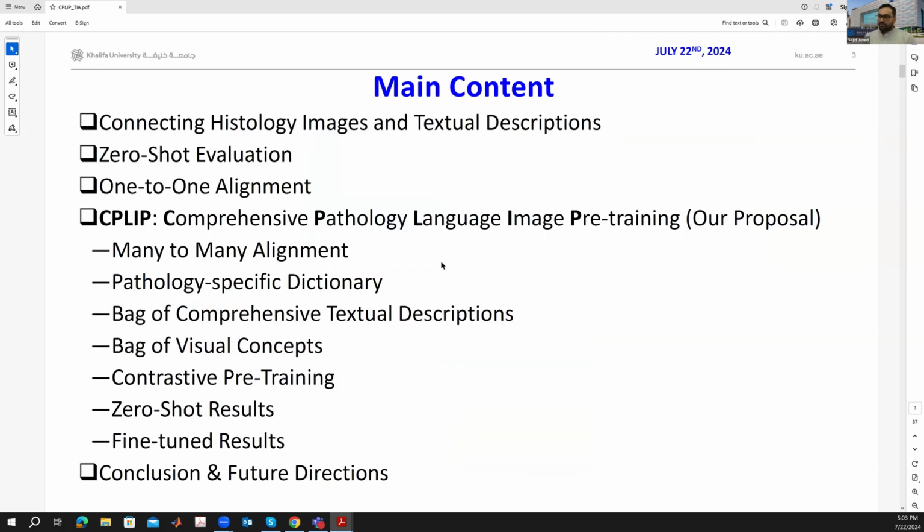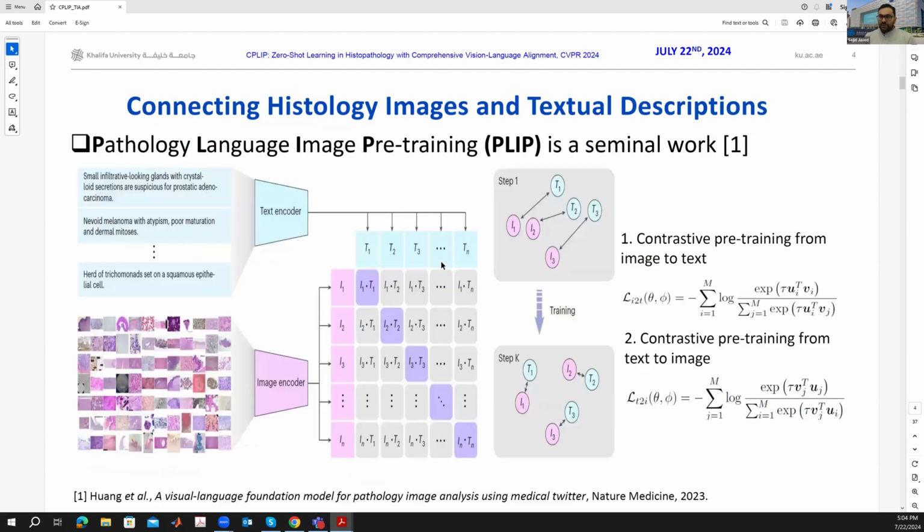I would like to give a gentle introduction to the PLIP model, which is one of the seminal works in computational pathology, published in Nature Medicine. Then I would like to draw the motivation towards the Comprehensive Pathology Language Image Pre-Training model, which is our proposal, followed by its basic components, the steps to reproduce the textual description and the visual data, and finally the conclusion and future directions.